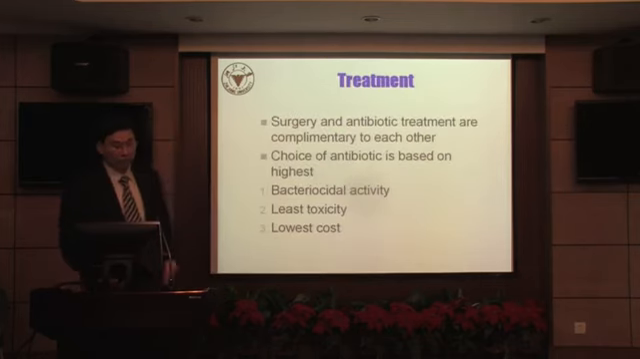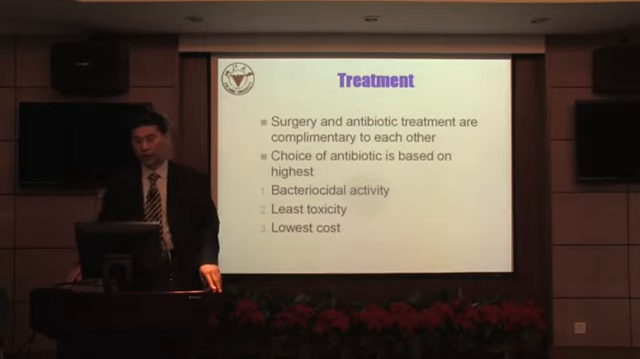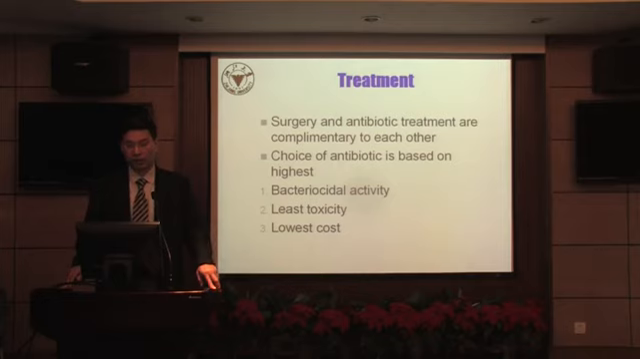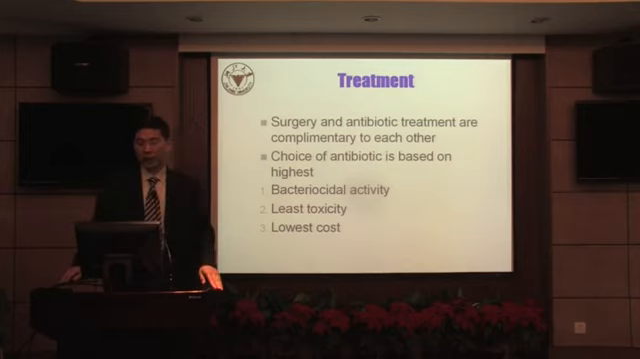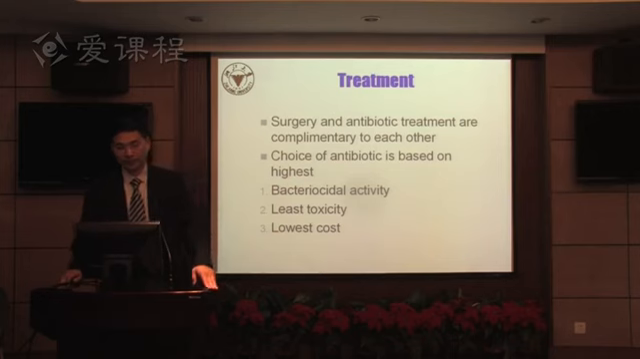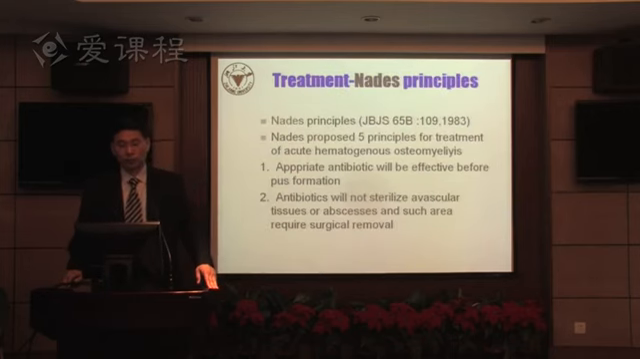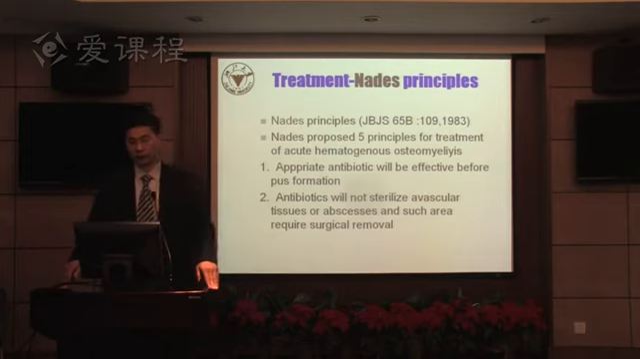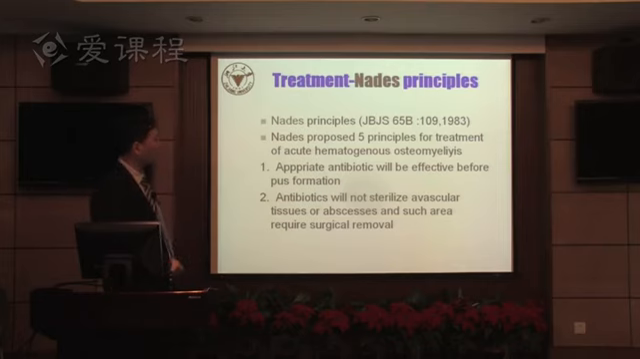In the treatment of this osteomyelitis, we also use surgery and antibiotic treatment, which are complementary to each other. The choice of antibiotic is based on the highest three ones. The first one was bacterial activity, and the second one was least toxicity. And we should use antibiotic drugs for the lowest cost. And we got principles for the treatment. We call them Nade's principles. Nade's principles were first seen in the JBJS, which was a very famous journal for orthopedics. And Nade proposed five principles for the treatment of acute hematogenous osteomyelitis.